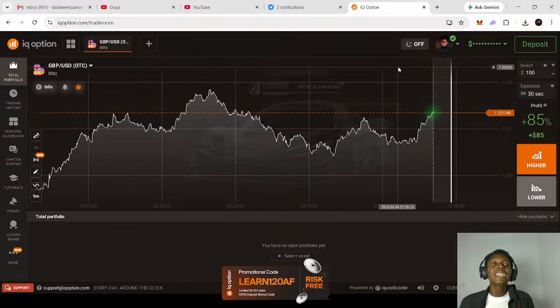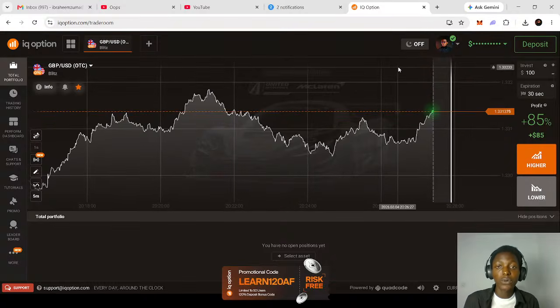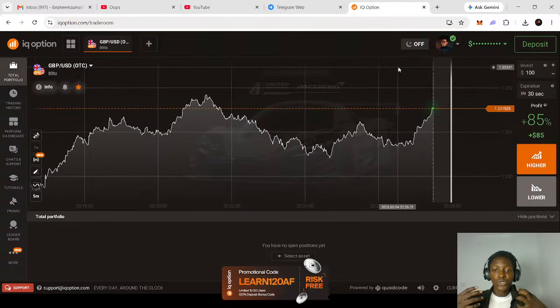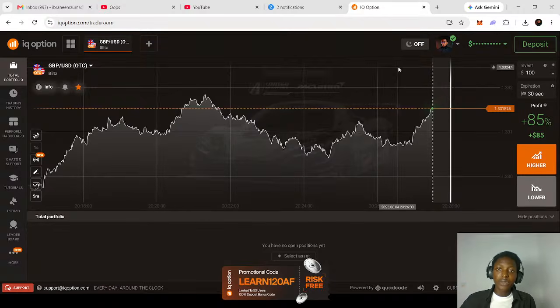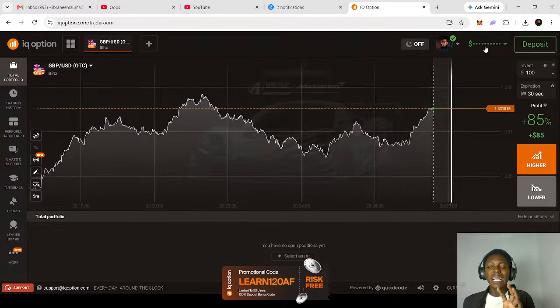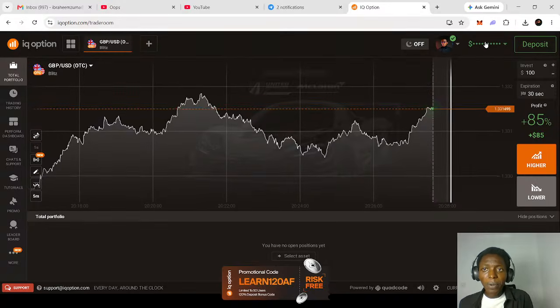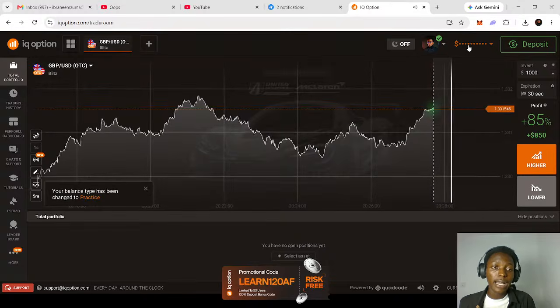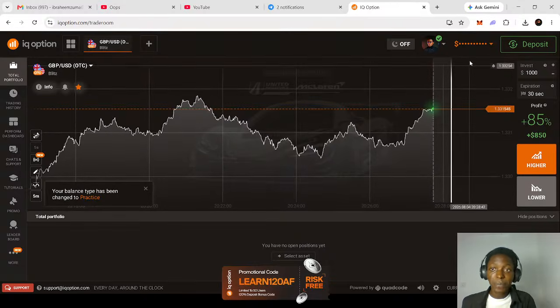But when you come in as a beginner, you don't have to start trading with real money. You have to first learn how the platform works, how you can trade on your own, and then you can start trading on a real account. If you click on your balance, you can then select. Here you can see there is a $10,000 practice account.